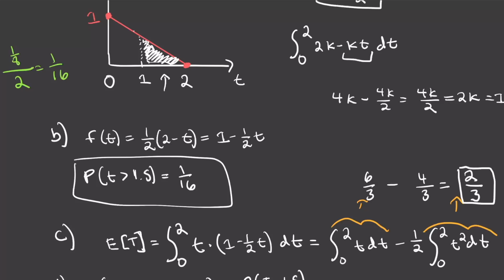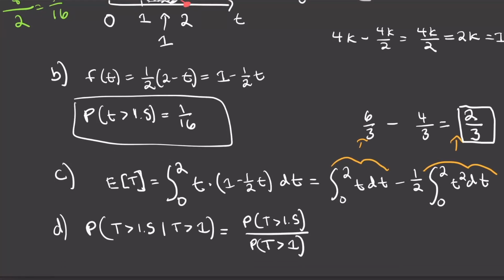This side length right here is going to be 2 minus 1, which is equal to 1. And then the height of this triangle right here is when we plug in 1 into our density function. When we do that, we're going to get 1 minus 1/2 here, which is just equal to 1/2. So this will be equal to 1/2. Now when we multiply 1/2 times 1 and we divide that by 2, we just get 1/2 divided by 2, which is equal to 1/4. So that's the area of that little triangle right there. So the probability that t is greater than 1 is equal to 1/4.